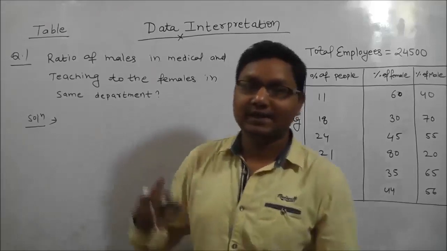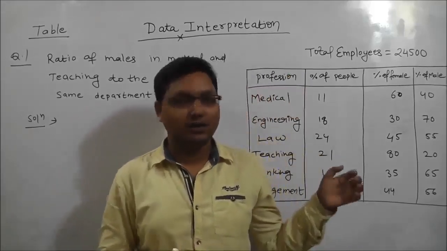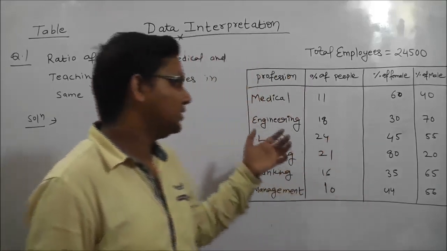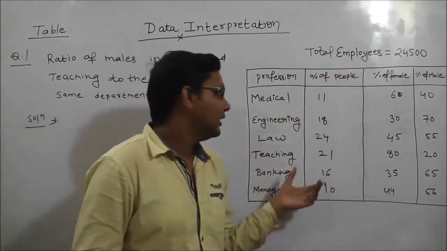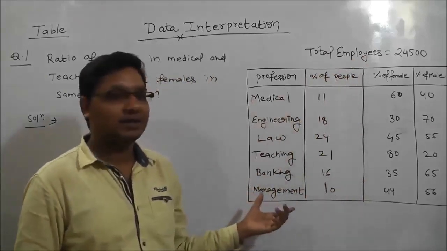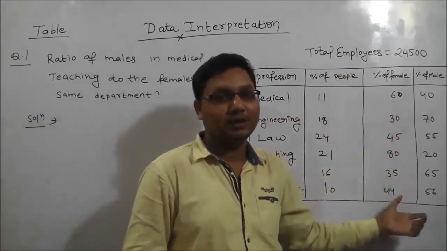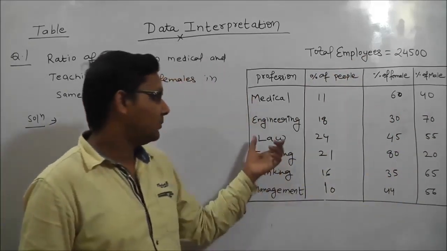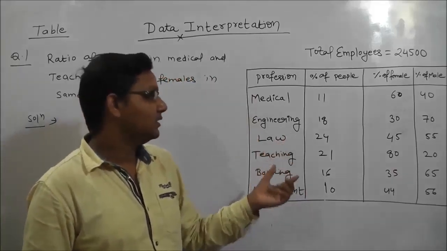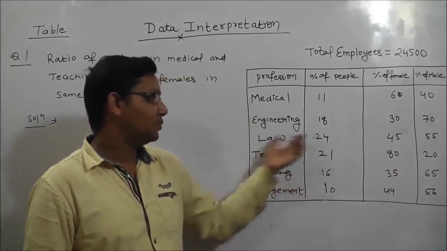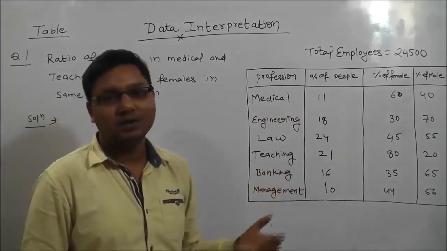So let us see our next topic of data interpretation, that is table. In a table we have to just read the data and see what is given. Total employees are given, and professions of people are given, percentage of people, percentage of males and percentage of females. So if we have to find the number of employees in the law department, then what will be 24% of 24,500. So in this way we can find.